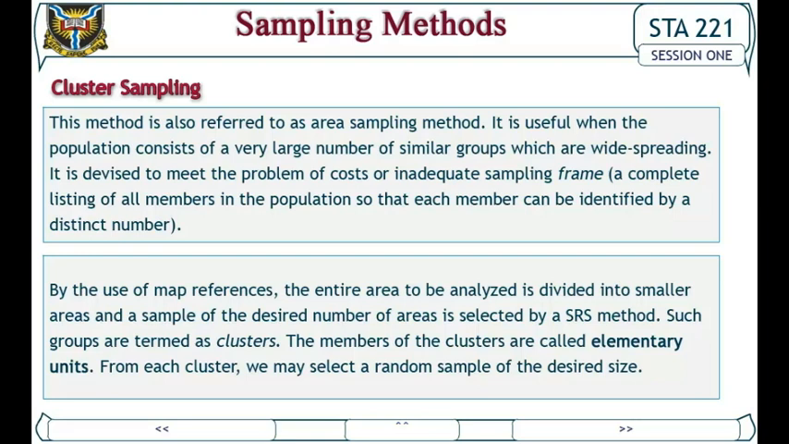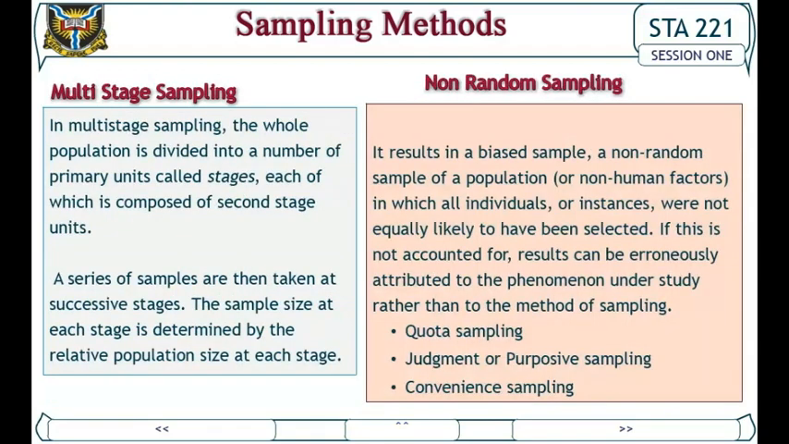By the use of map references, the entire area to be analyzed is divided into smaller areas and a sample of the desired number of areas is selected by a SRS method. Such groups are termed as clusters. The members of the clusters are called elementary units. From each cluster, we may select a random sample of the desired size.